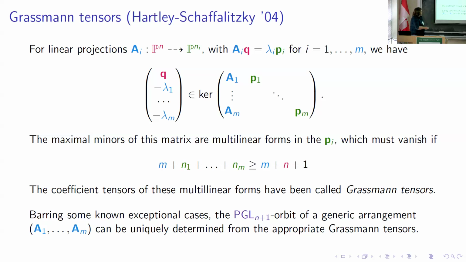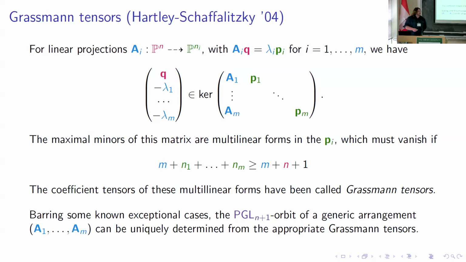And the reason why they're useful is because other than a few explicitly known cases, these generically determine the PGL n+1 orbit of a camera configuration. So in other words, knowing the Grassmann tensor in most cases allows you to perform reconstruction, at least in principle. Okay, any questions about that?